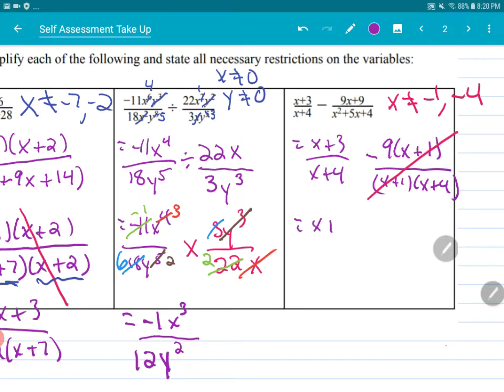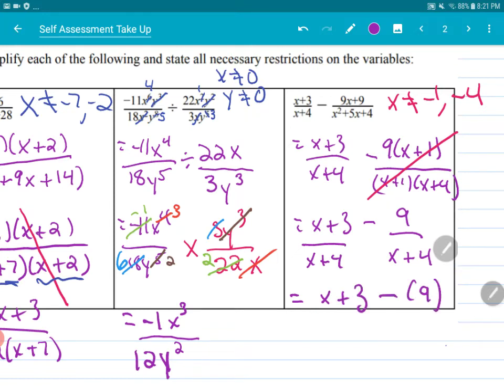We have x plus 3 over x plus 4, subtract 9 over x plus 4. Awesome. Do we have to make an extra common denominator? No, they're already common denominators now. Perfect. So now that they are common denominators, the whole point is that we can put it over one denominator. So x plus 3 subtract 9.